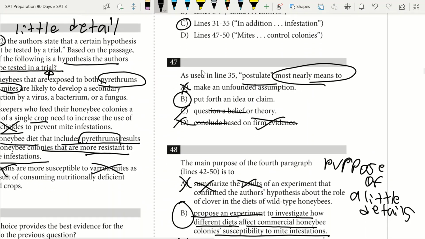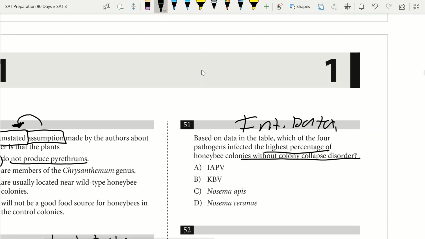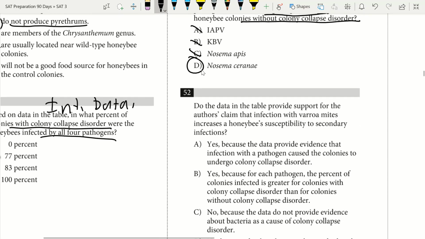Nosema ceranae. Let's see if that's an option. We got 51. Okay, we see that that's going to be option D, Nosema ceranae. That was the one that infected the highest percentage, okay? So that one's just interpreting data, so that one's not too bad at all.